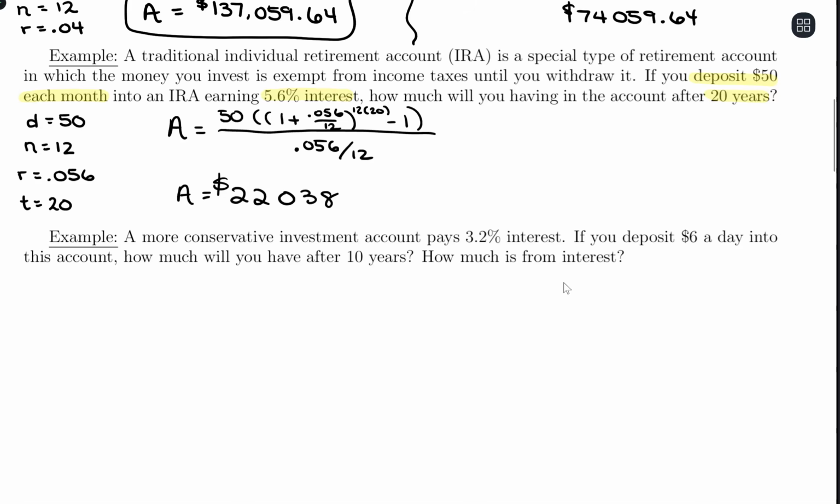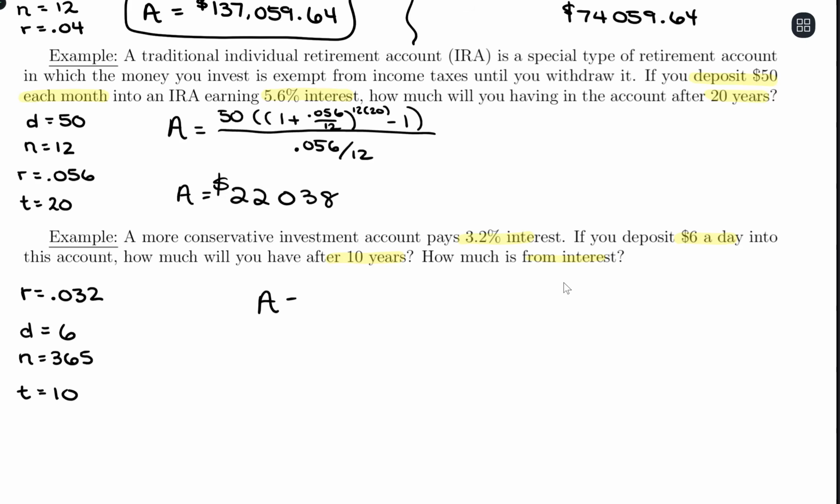All right, let's look at this last one here. So we have a more conservative investment account pays 3.2% interest. That's not very much. If you deposit $6 a day into this account, how much will you have after 10 years? And how much is coming from interest? So we have R equals 0.032. We're making deposits of $6 a day, so D equals 6 and N equals 365, and then T equals 10.